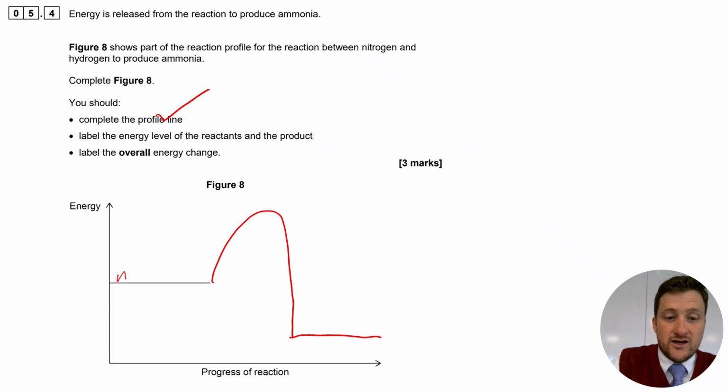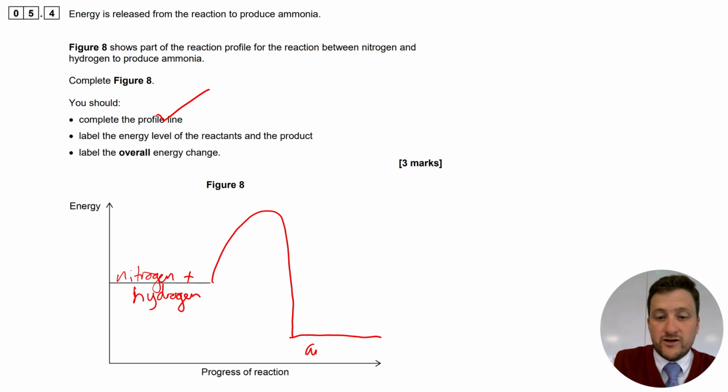So if we say nitrogen plus hydrogen, then straight away we're going to be adding that little bit more detail here so that we know not just it's a reactant, it's a product like we memorized in class or anything else, but we actually know for this specific diagram. And that's our second point done, so we can tick that off.